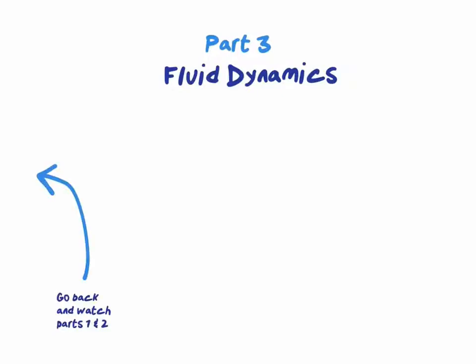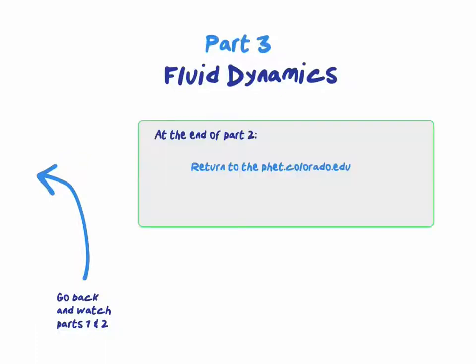At the end of part 2, I asked you to go back to the FET simulation and complete a sort of investigation to see how changing the pipe height from one end to the other would or could affect the changes in pressure in the pipe, and then to try to add a term to the conservation of energy equation that we established at the end of the last video. So if you haven't done that yet or had a chance to play with the simulation, go ahead and try that and then come back to the video and we'll get started.